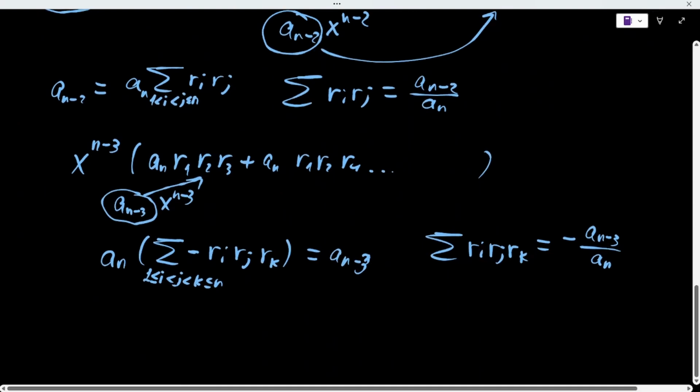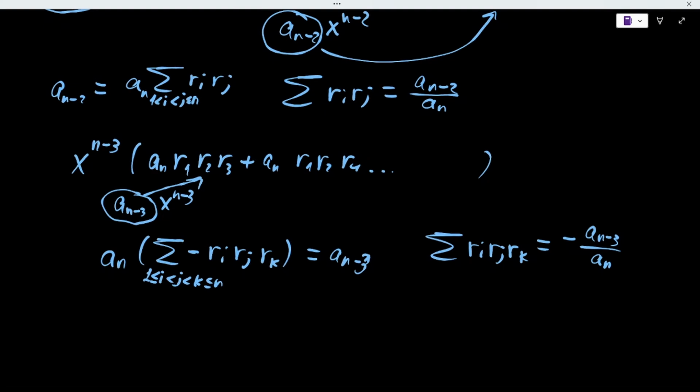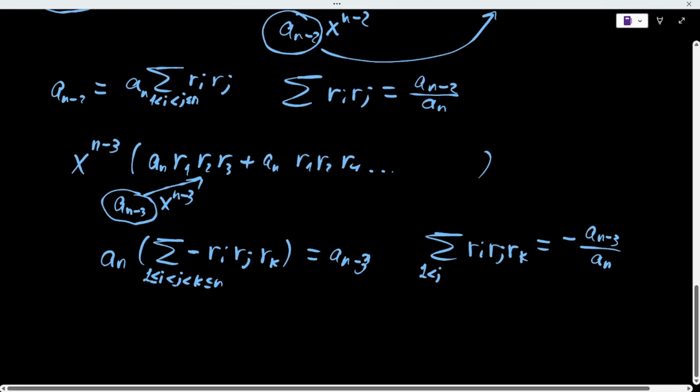So ai divided by an, with the sign minus 1 to the power of i, will give us the sum of the products of i terms. So here i changes from 1 to n, and the indices are increasing.